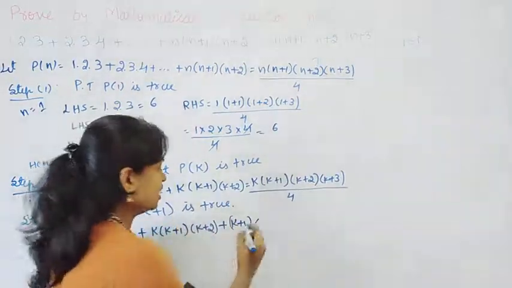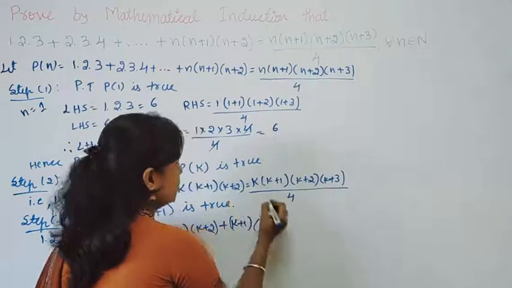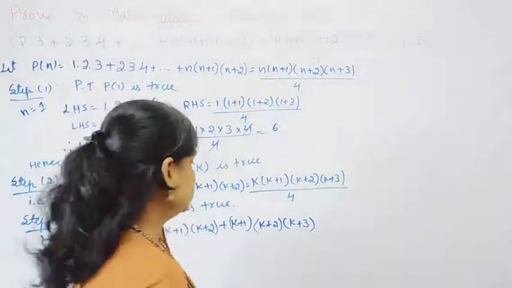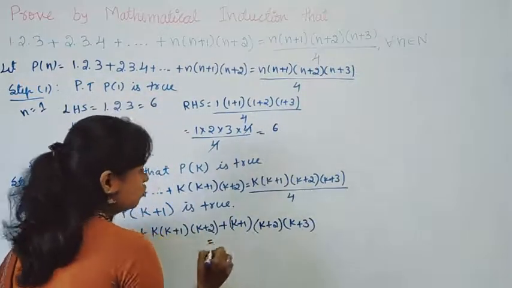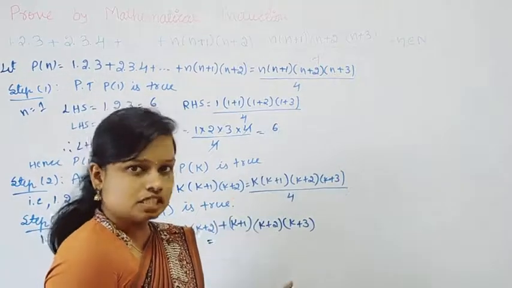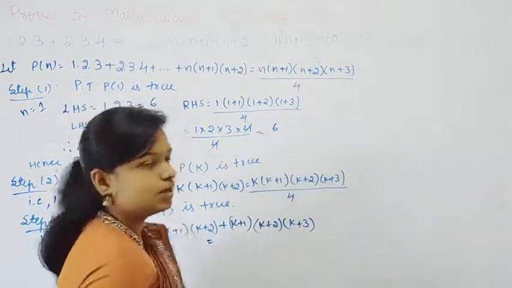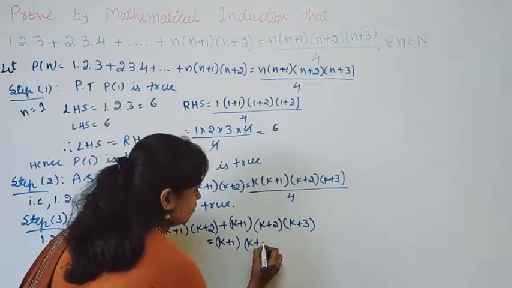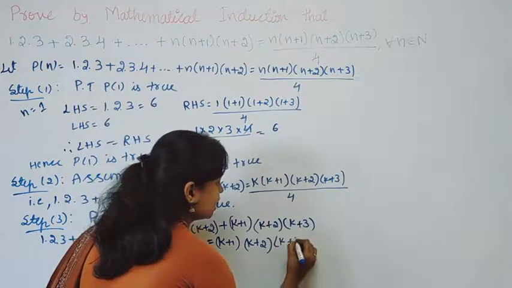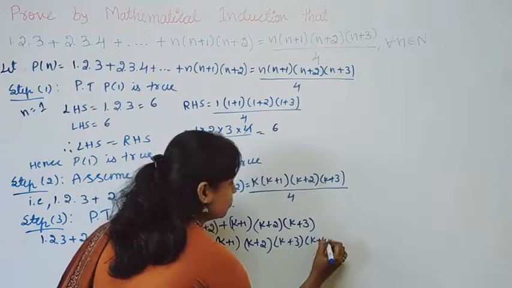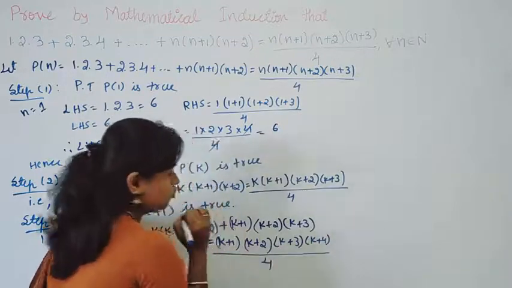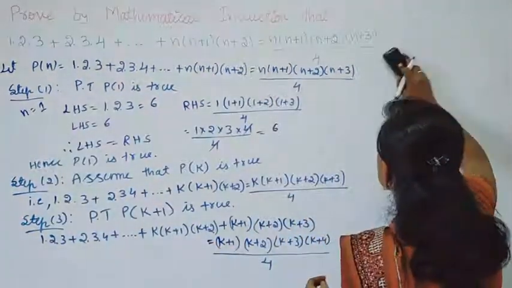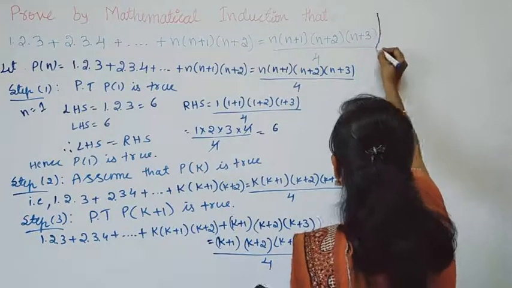K plus 1 plus 1 becomes k plus 2. K plus 2 into k plus 2 means k plus 3 because k plus 1 plus 2 becomes k plus 3. That is equal to, this is our LHS, that is equal to, what does the RHS become? In RHS also replace k by k plus 1. So k becomes k plus 1, k plus 1 becomes k plus 2, k plus 2 becomes k plus 3 and k plus 3 becomes k plus 4, whole divided by 4. So we have to prove this condition. Okay. So for that consider the LHS.